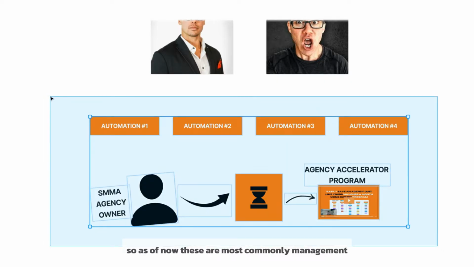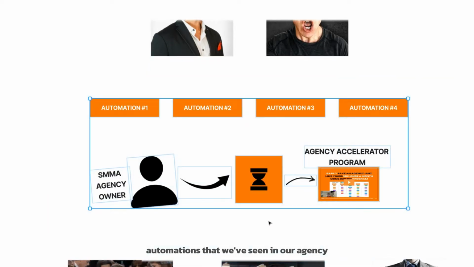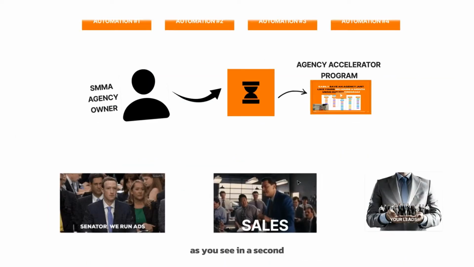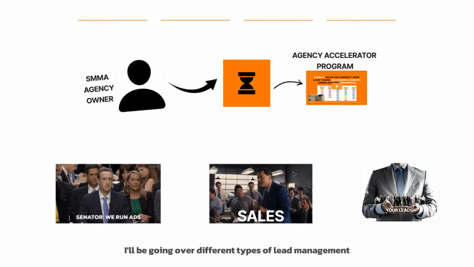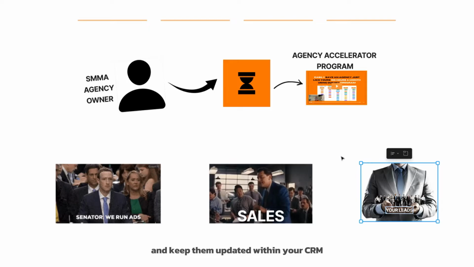So as of now, these are the most common lead management automations that we've seen in our agency, working with agency owners. As you'll see in a second, I'll be going over different types of lead management scenarios, such as managing all inbound leads from ads, preparing for your sales calls, and just a general overview of how to actually manage your leads and keep them updated within your CRM.